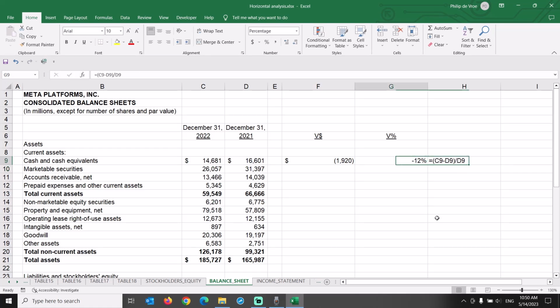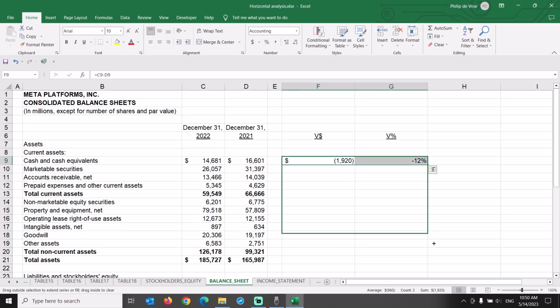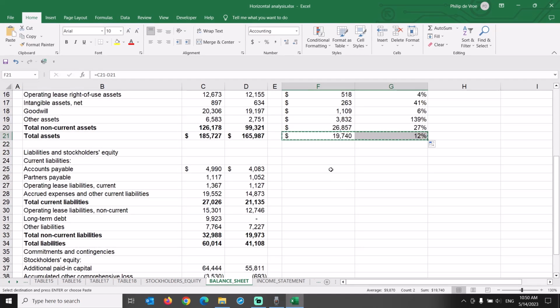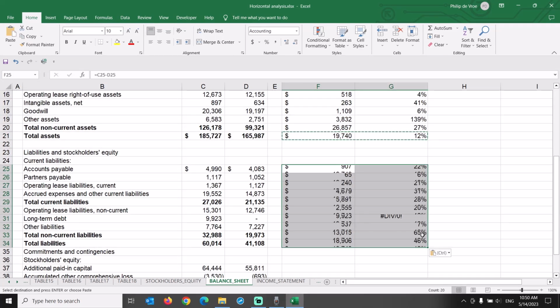The second, much simpler way is to take the variance in dollars that we already calculated in cell F9 and divide it by the prior year base number in D9. Same outcome, obviously. We can copy this all the way down for the various line items in assets. And then copy the formulas over to the liabilities and equity sections.